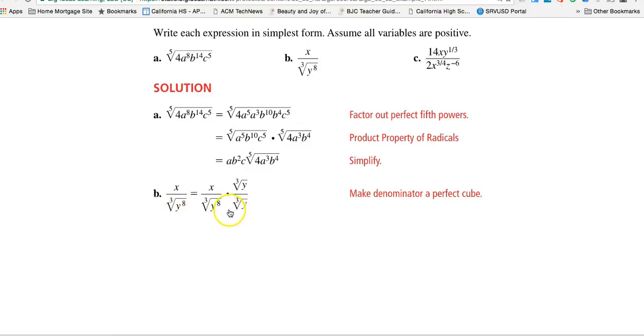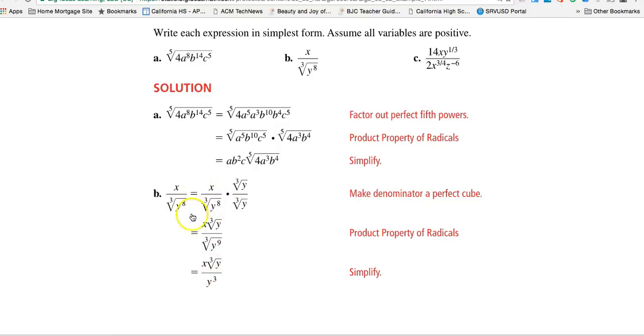We're going to multiply right here both our denominator and numerator by the cube root of y. When we do that, we're going to get the cube root of y to the 9th on the bottom. Now, that is a perfect cube, and when we simplify this, we're just going to be left with x times the cube root of y on top and y cubed on bottom. We can't simplify this anymore.